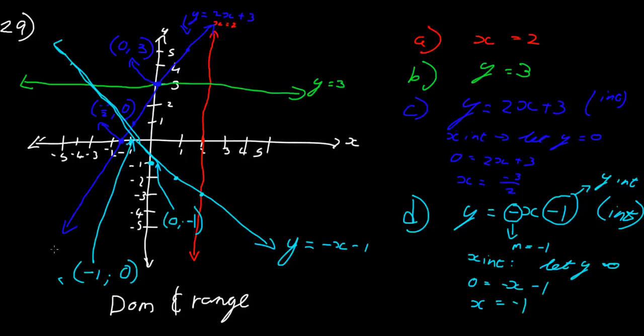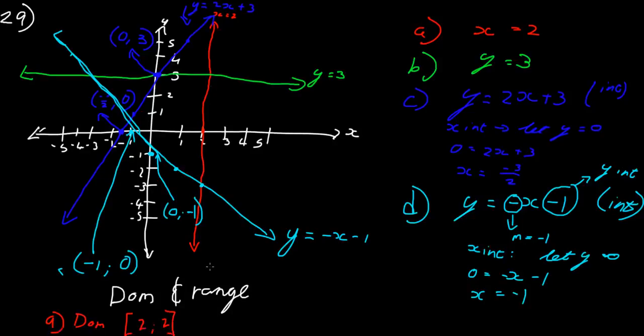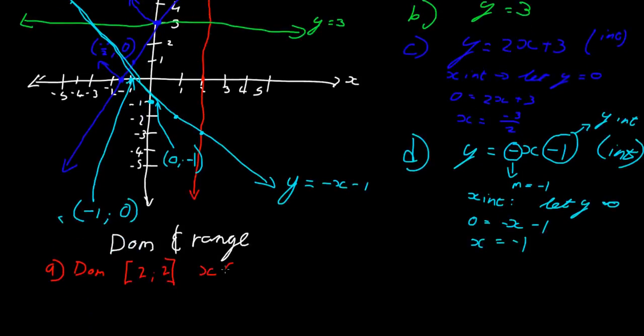So let's start off with line A. Let's do the domain. Okay, so the domain, we look at what x points this thing covers. And do you see that if we look at the line x equals 2, it's only ever going to sit on x equals 2, and that's it. So the domain is 2, 2. We could also write this as x is an element from 2 to 2.